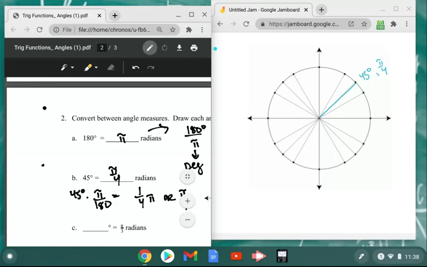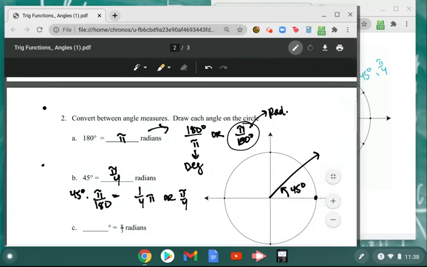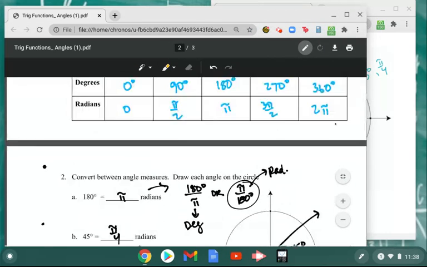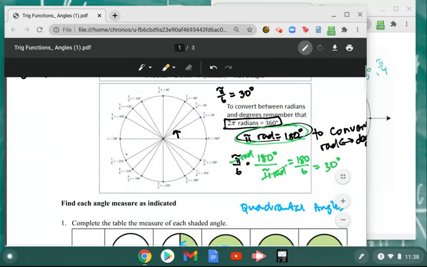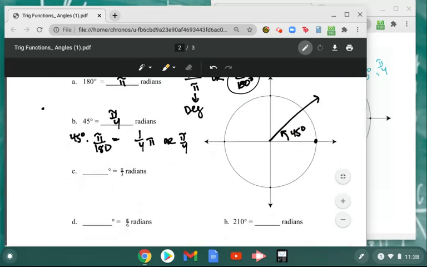What I'm doing, if I go back to my worksheet, is working to get all of the angle measures that we've got up here. So you actually already have them labeled. Let's go on to the next one.